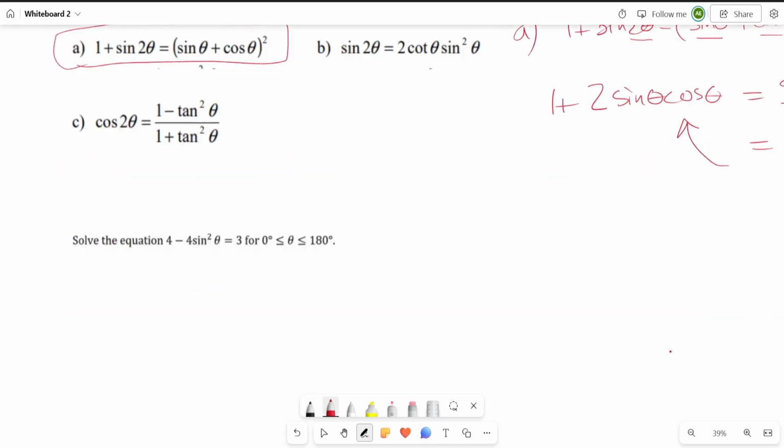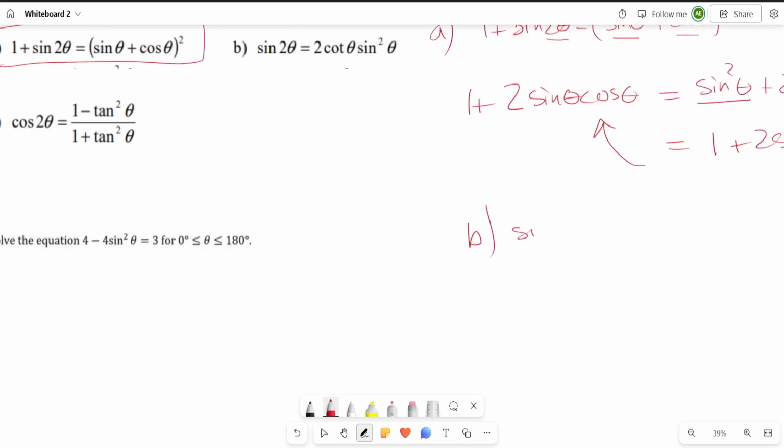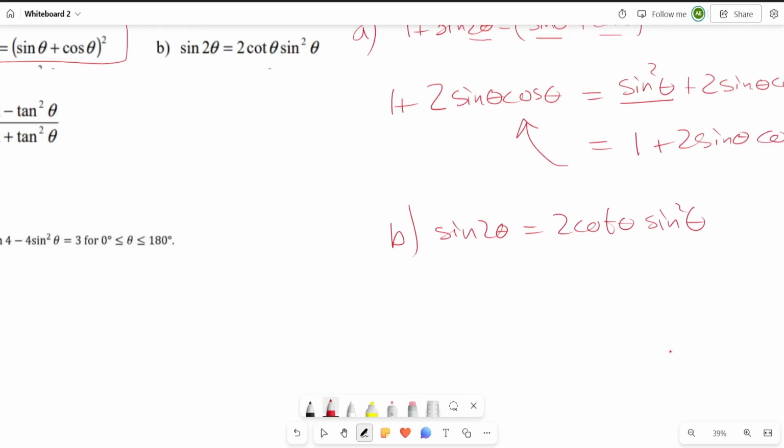Let's solve B over here. Okay, so B tells me that I have again a double angle, sine 2 theta equals 2 cotangent theta sine squared theta. So let me start by, because on the right I have only theta as angle and on the left I have a double angle, let me rewrite this using the double angle identity. So it's going to be 1 plus 2 sine theta cosine theta on the left side. And then on the right side, instead of cotangent, I know that cotangent is cosine theta over sine theta, and then multiplying by sine squared theta.